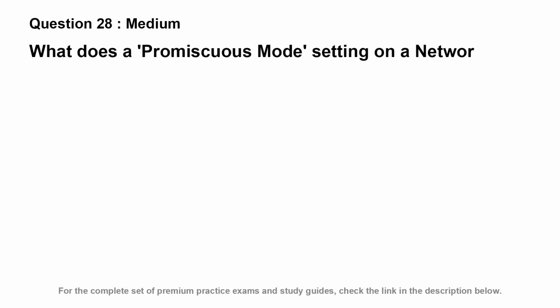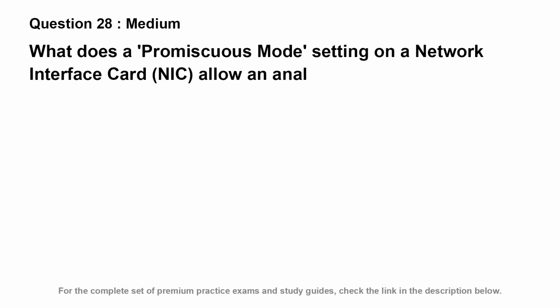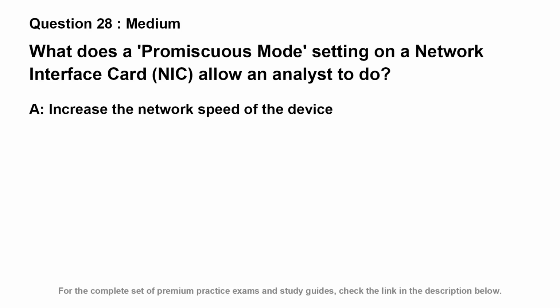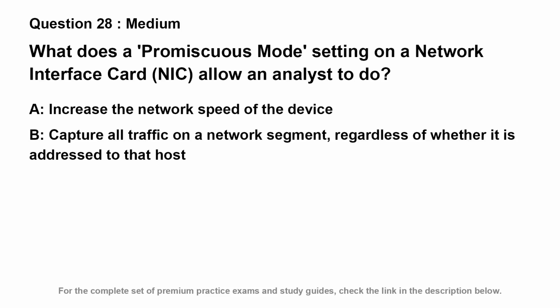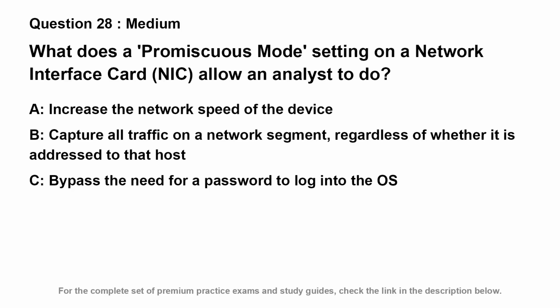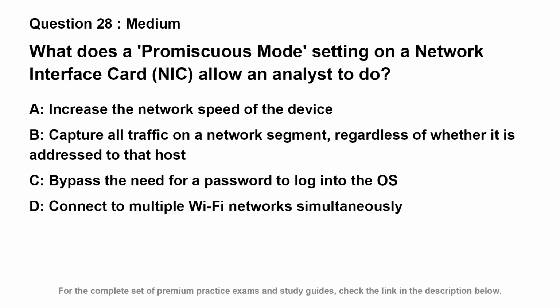What does a promiscuous mode setting on a network interface card, NIC, allow an analyst to do? Option A, increase the network speed of the device. Option B, capture all traffic on a network segment, regardless of whether it is addressed to that host. Option C, bypass the need for a password to log into the OS. Option D, connect to multiple Wi-Fi networks simultaneously.